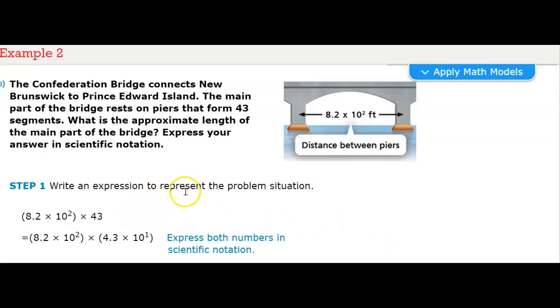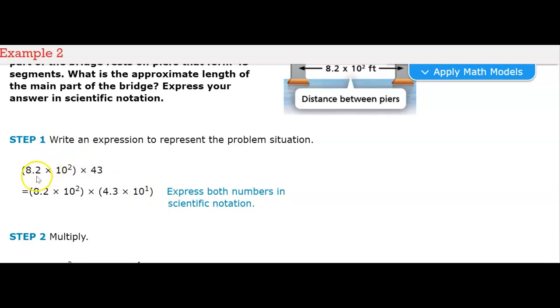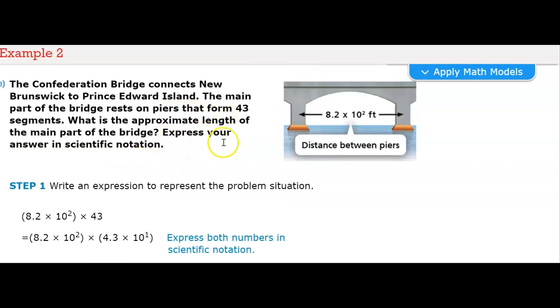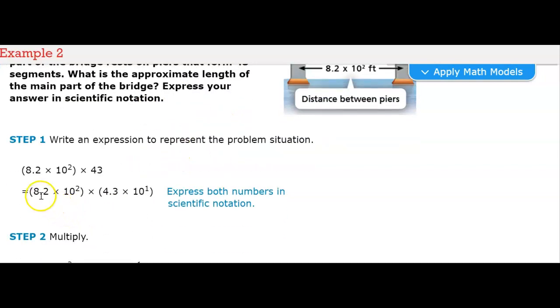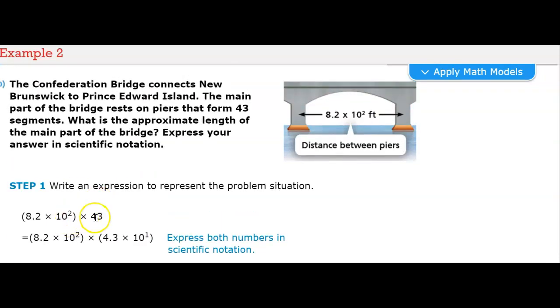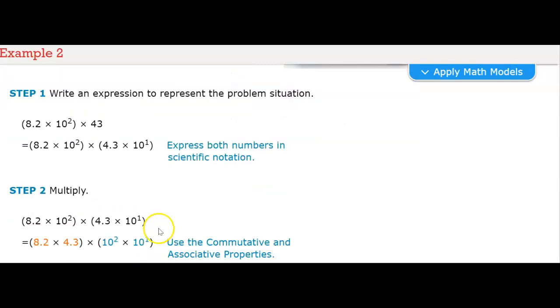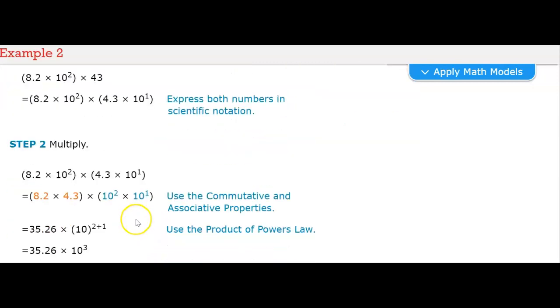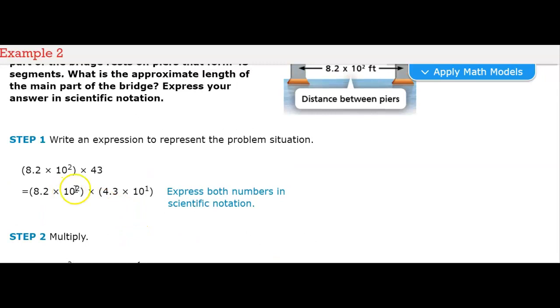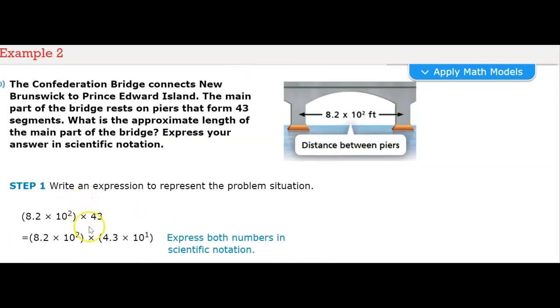Write the expression to represent the situation. So we have 8 and 2 tenths times 10 to the power 2 times 4 and 3 tenths times 10 to the power 1. And remember, we changed that because we wanted to have the same exponent, so we're going to have to change the exponent.